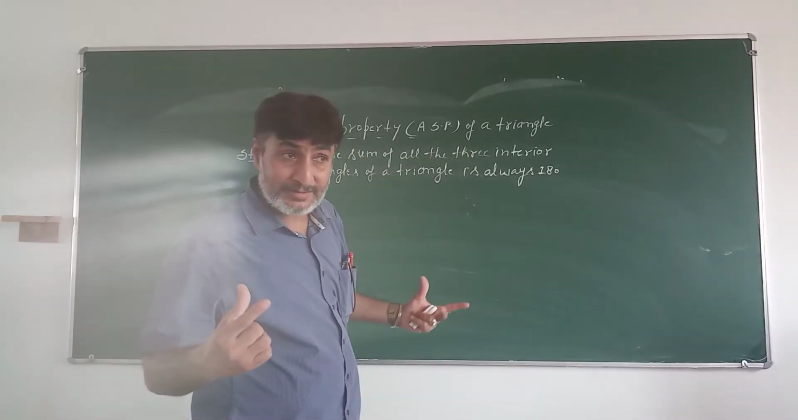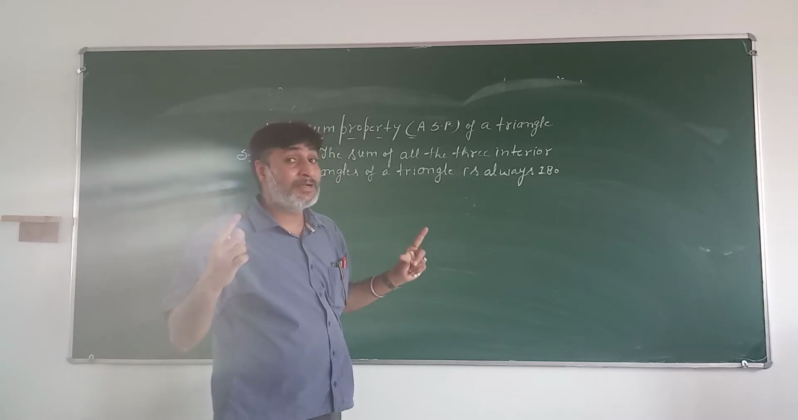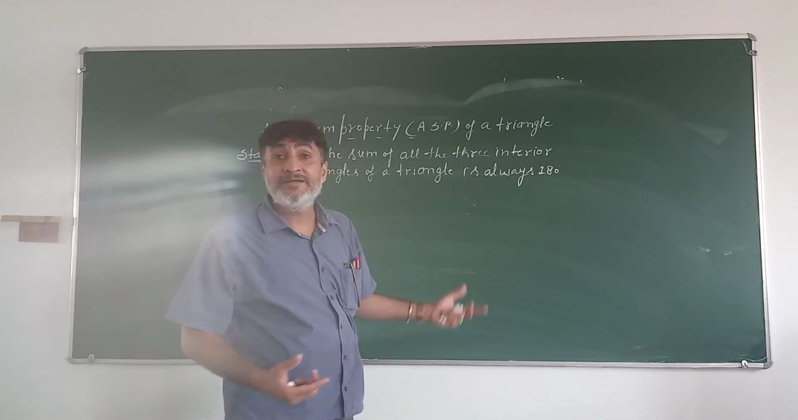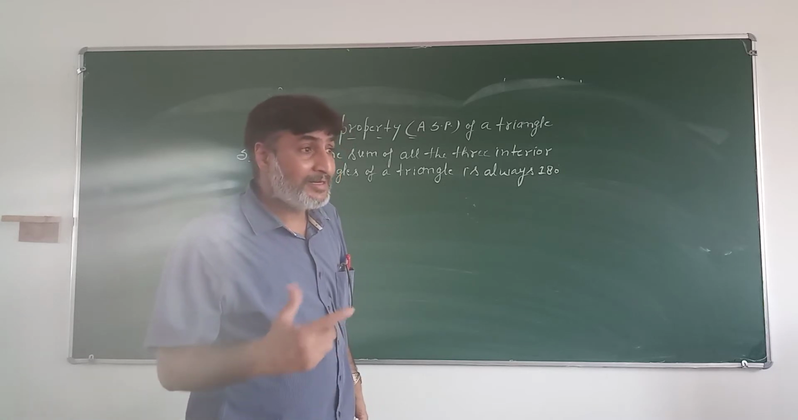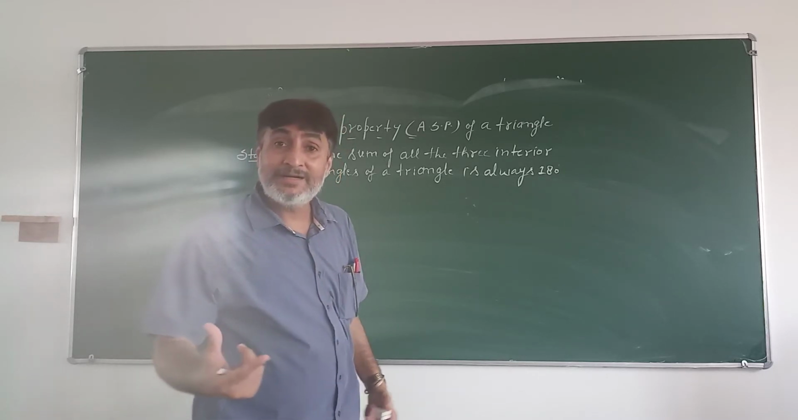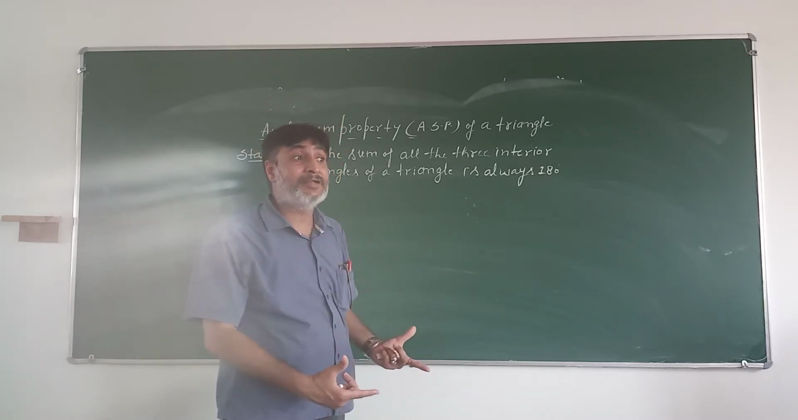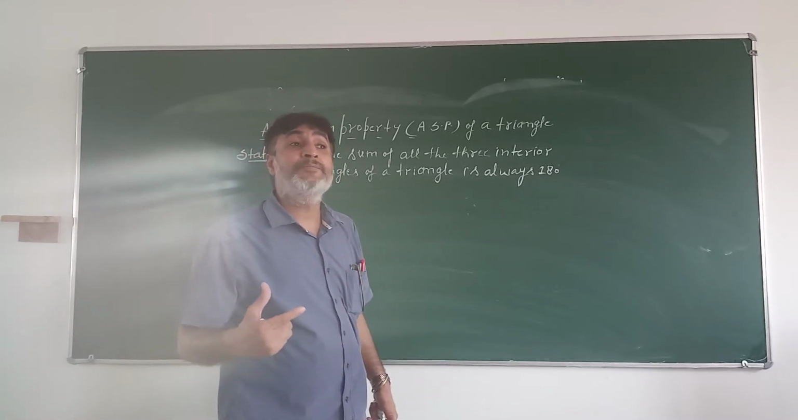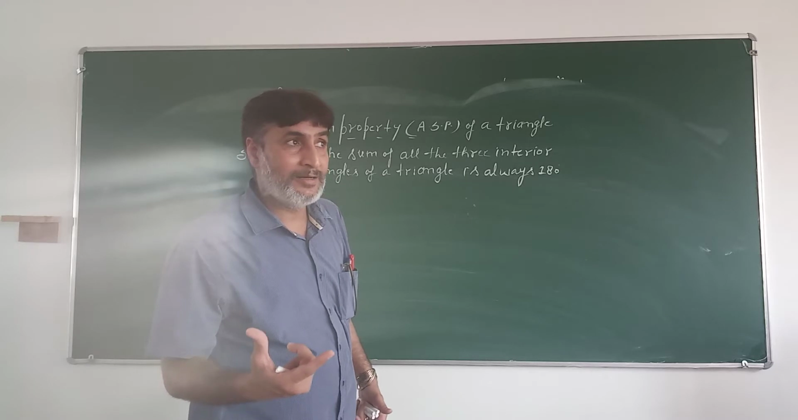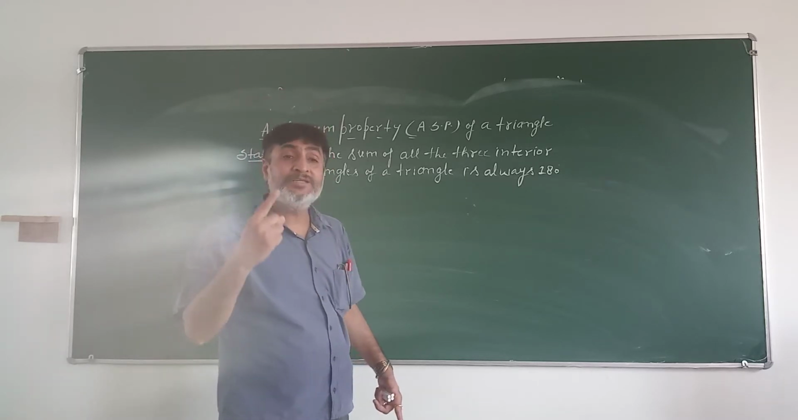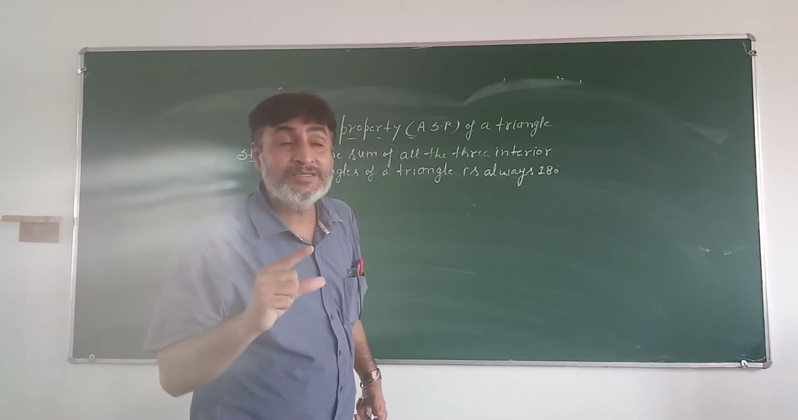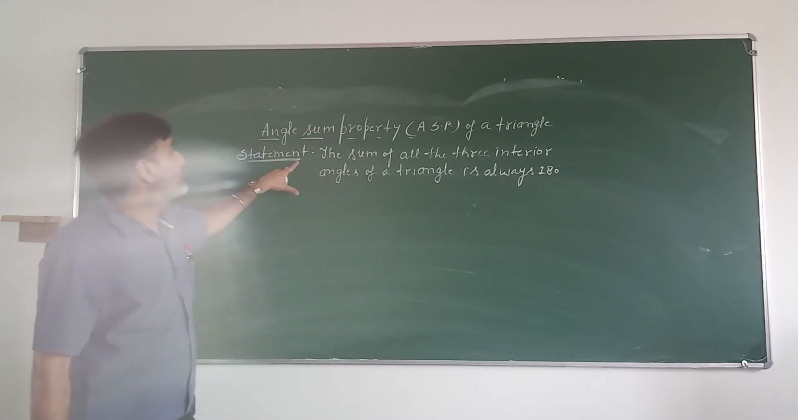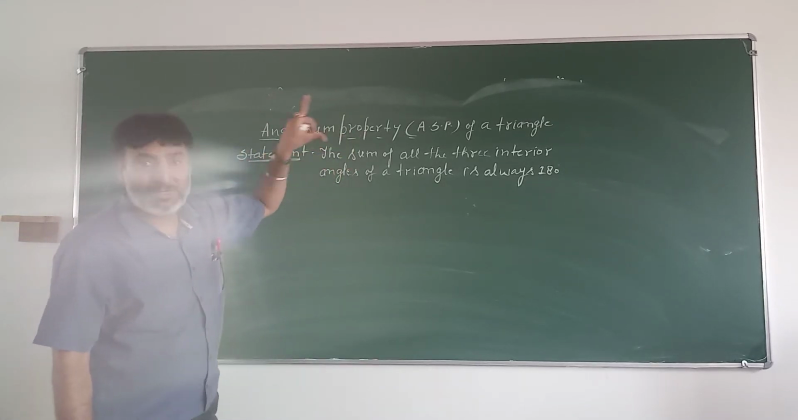Dear students, whatever the type of triangle, that doesn't matter. Triangle may be scalene, triangle may be isosceles, triangle may be equilateral, triangle may be acute angled, right angled, or obtuse angled. But the sum of all the three interior angles remains always 180 degrees. That is the statement of this theorem, the angle sum property of a triangle.